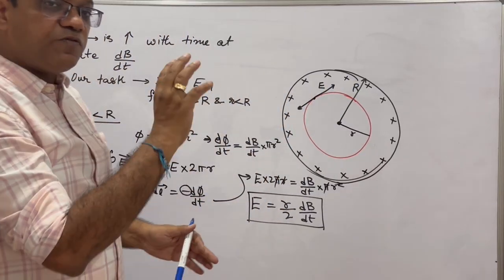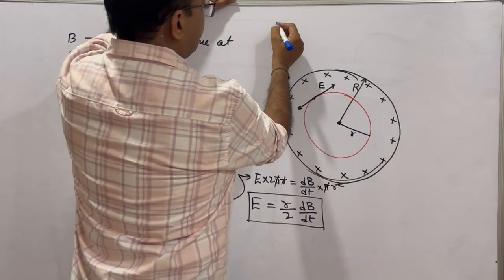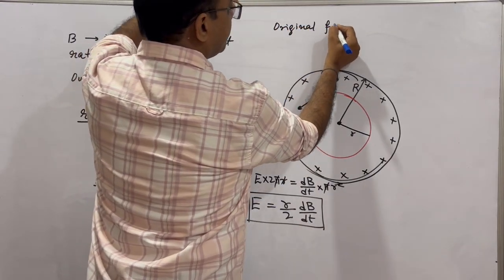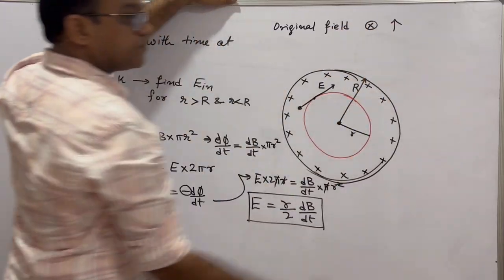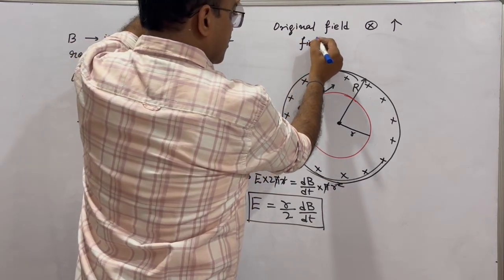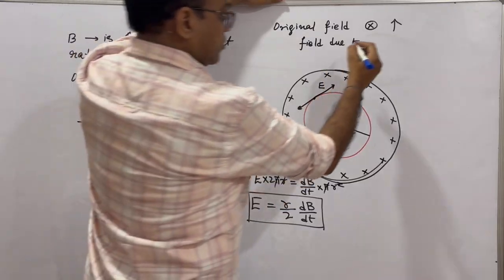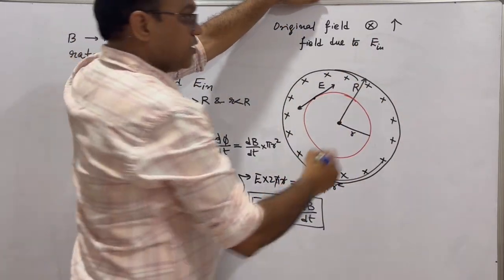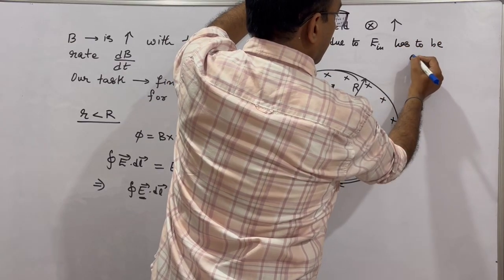For that we will use Lenz's law. This original field is into the board and increasing. So the field due to E induced has to be outward.